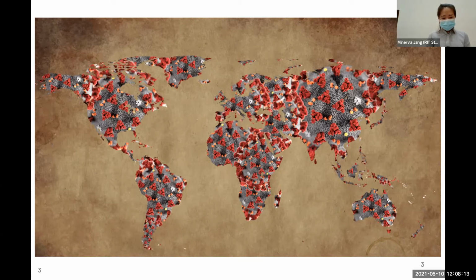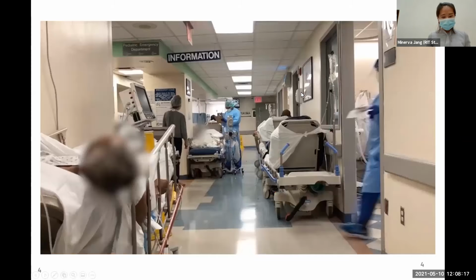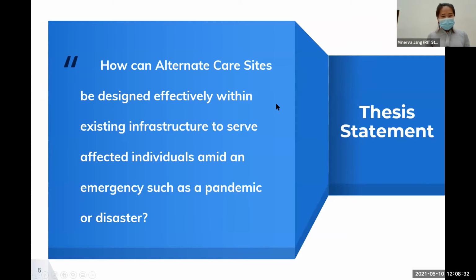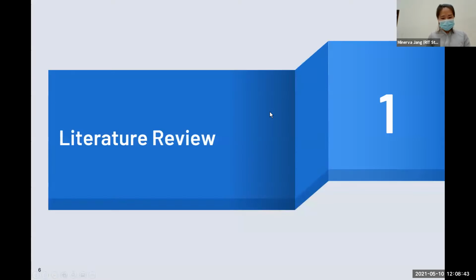Local healthcare lacked preparedness for unexpected disasters. In the hospitals in New York City, patients were in the hallway, on the gurney, and everywhere. The existing hospitals needed much more space to serve the overwhelming number of COVID-19 patients. And so my question is, how can alternate care sites be designed effectively within existing infrastructure to serve affected individuals amid an emergency such as a pandemic or disaster?